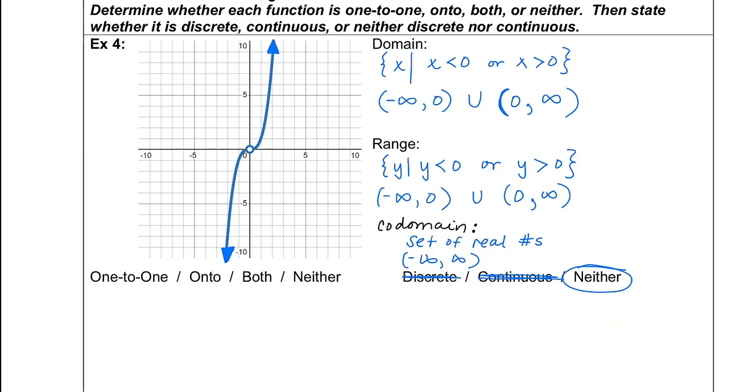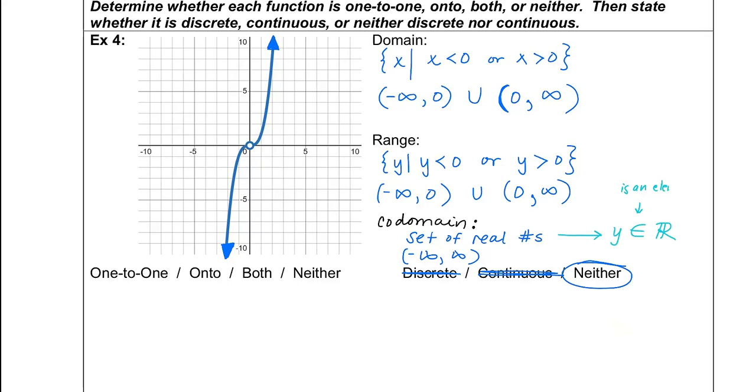I noticed that in the book, they're going to use this notation too. They might say something like y is an element of the set of real numbers. It's just like mathematical notation. That is an element of the set of real numbers.